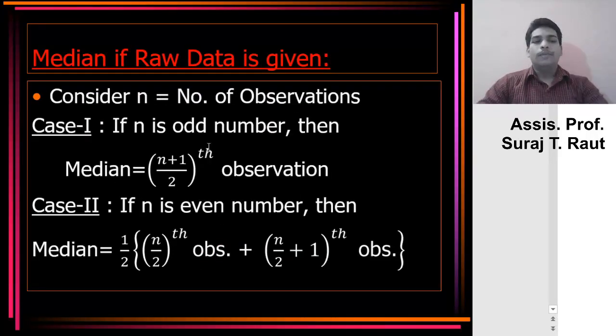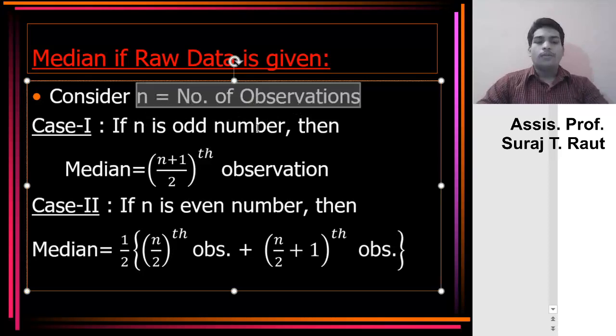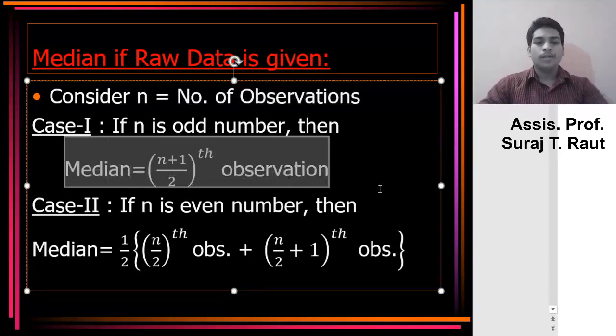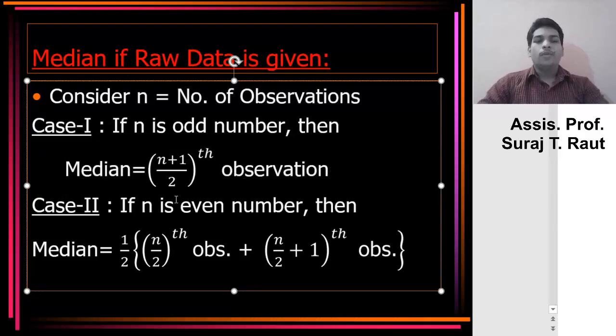Then, if raw data is given and the number of observations n is odd, then we can find the median by this formula: (n plus 1) upon 2th observation. And if the number of observations is even, meaning n is an even number, then we can calculate the median by the formula: median equals 1 upon 2 in the bracket, n upon 2th observation plus (n upon 2 plus 1)th observation.